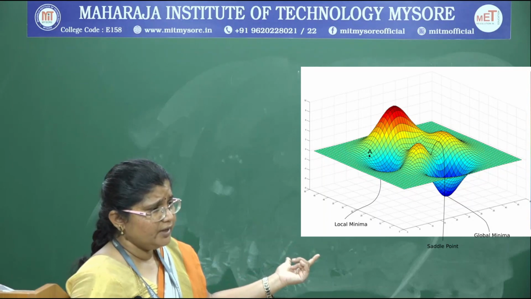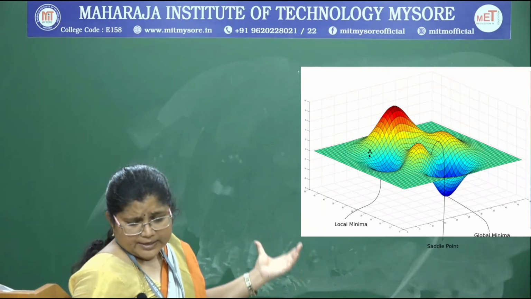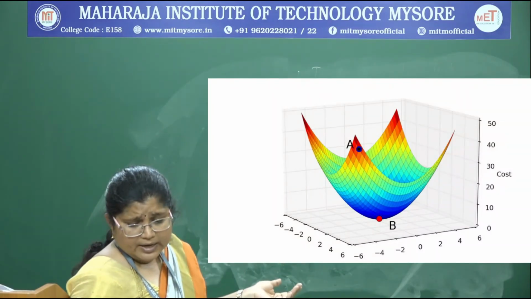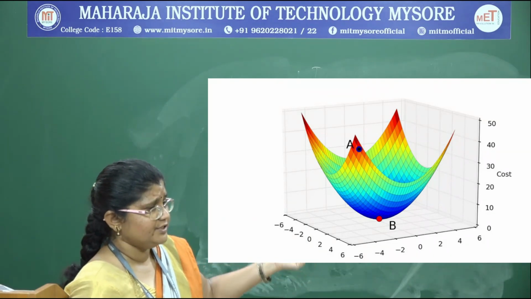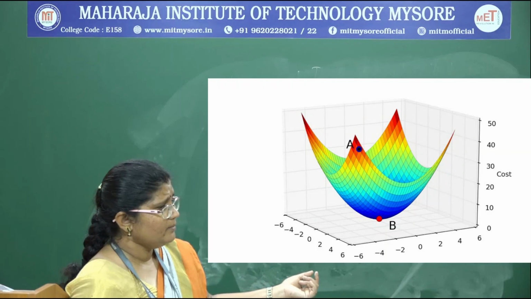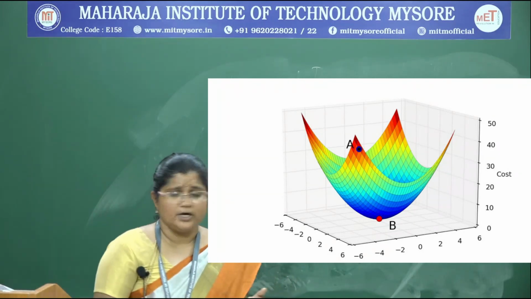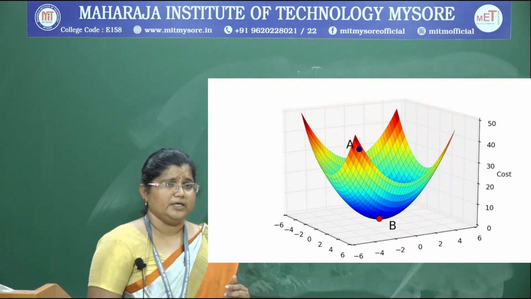Now you can view here the parabolic shape, and in this parabolic shape it tries to find the minimum error, the global minimum error. This is the diagram which highlights the global minimum point. So that's all about the visualization of the hypothesis space.